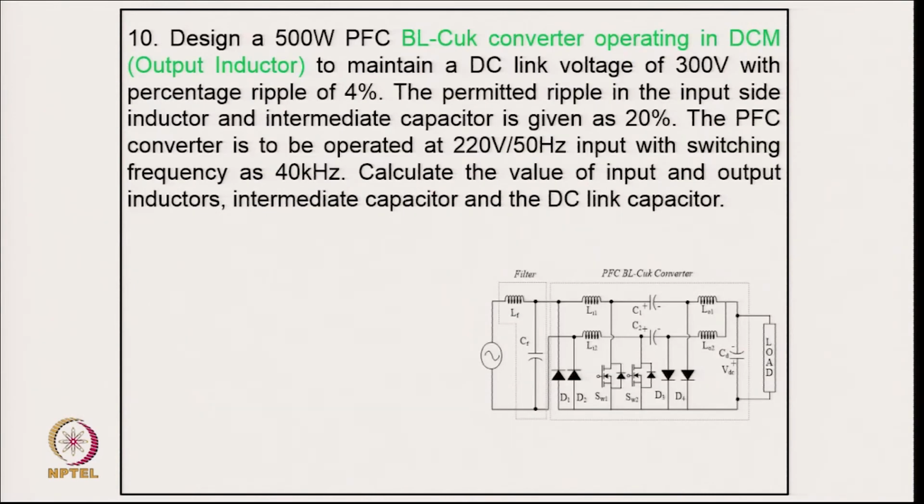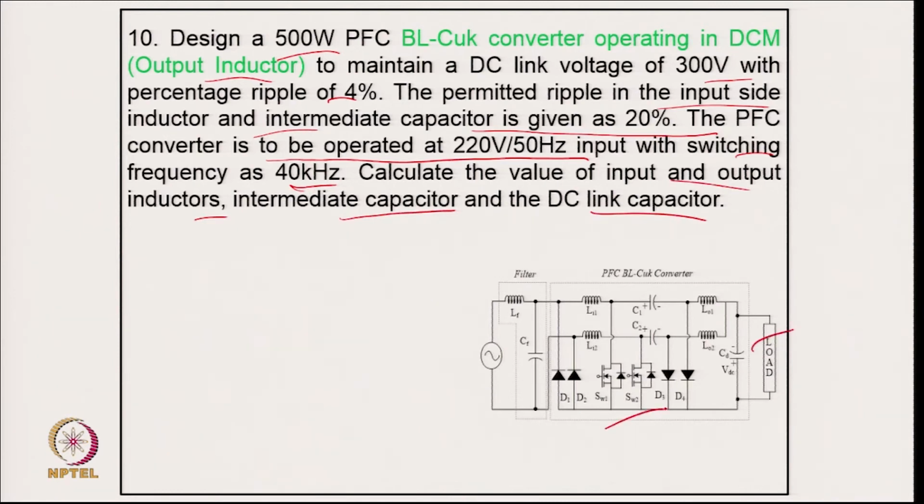Now, coming to the 10th numerical example: design a 500 watt power factor corrected bridgeless Cuk converter operating in discontinuous conduction mode for the output inductor only, to maintain the DC link voltage of 300 volt with a percentage ripple of 4%. The percentage ripple in the input inductor and intermediate capacitor is 20%. The power factor converter is operating with an input voltage of 220 volt, 50 hertz, and a switching frequency of 40 kilohertz. Calculate the values of the input inductor, output inductor, intermediate capacitor and the output DC link capacitor.